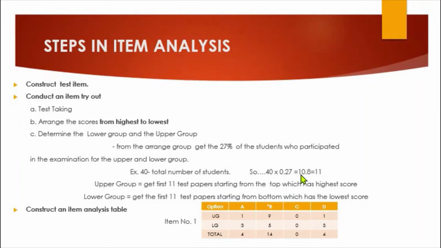Next step is to construct an item analysis table. So, as you can see dito, ito yung halimbawa ng item analysis table. Okay? So, makikita natin sa table ang options, option A, option B, option C, at option D. At kung nagtataka kayo, yung may asterisk, class, yan yung key answer ng item number 1. Yan yung tamang sagot sa item number 1, yung mayroong asterisk.